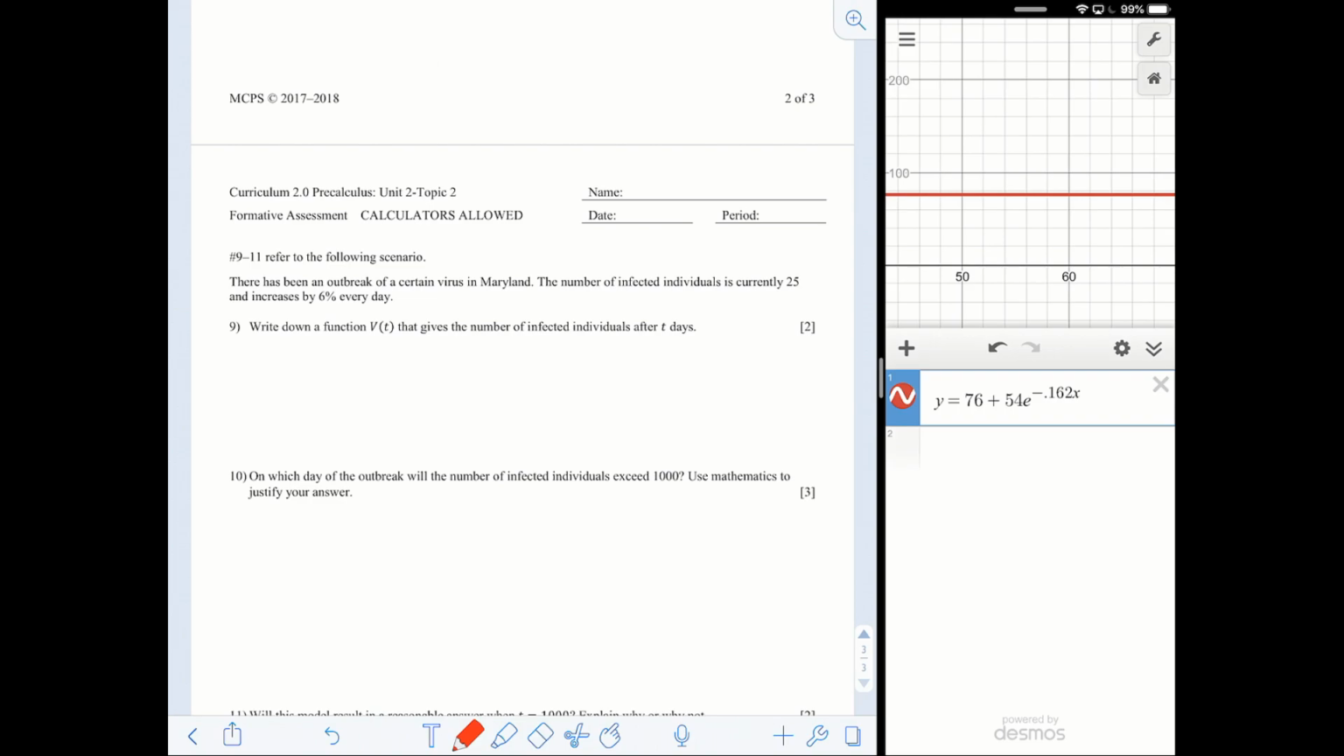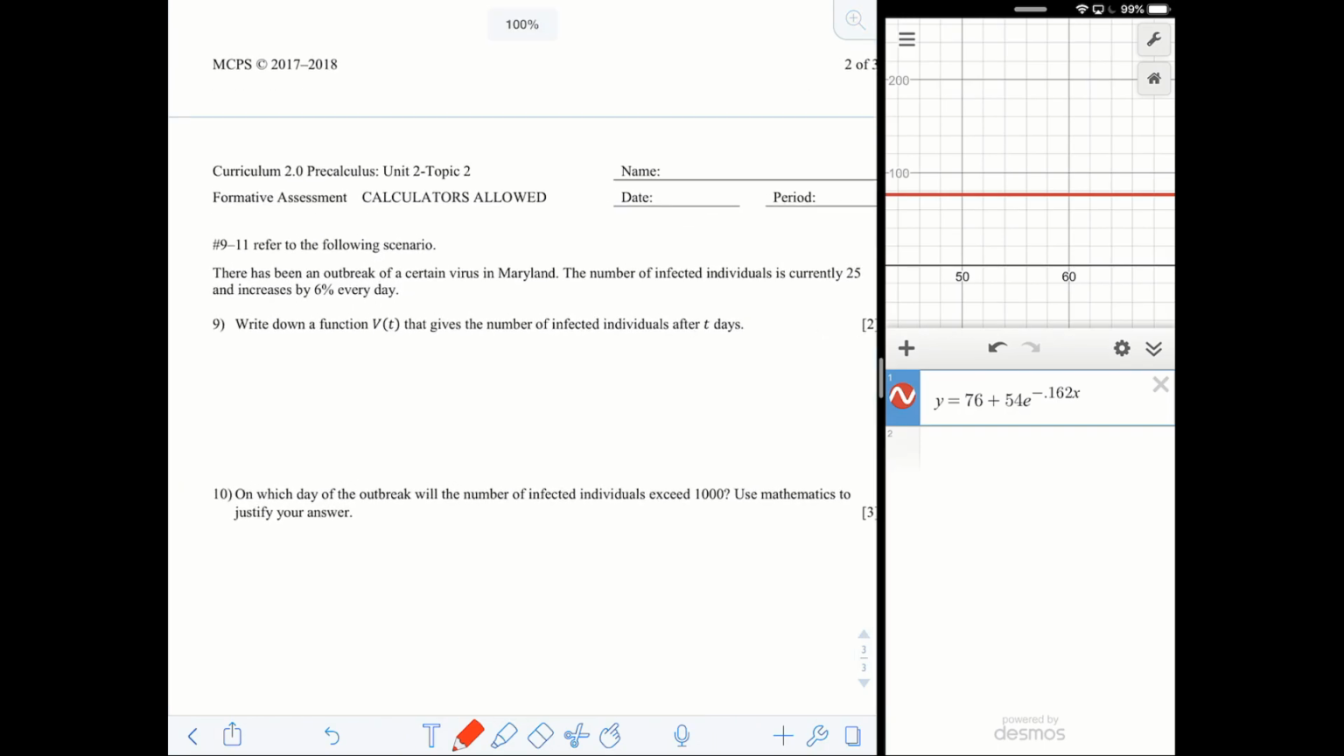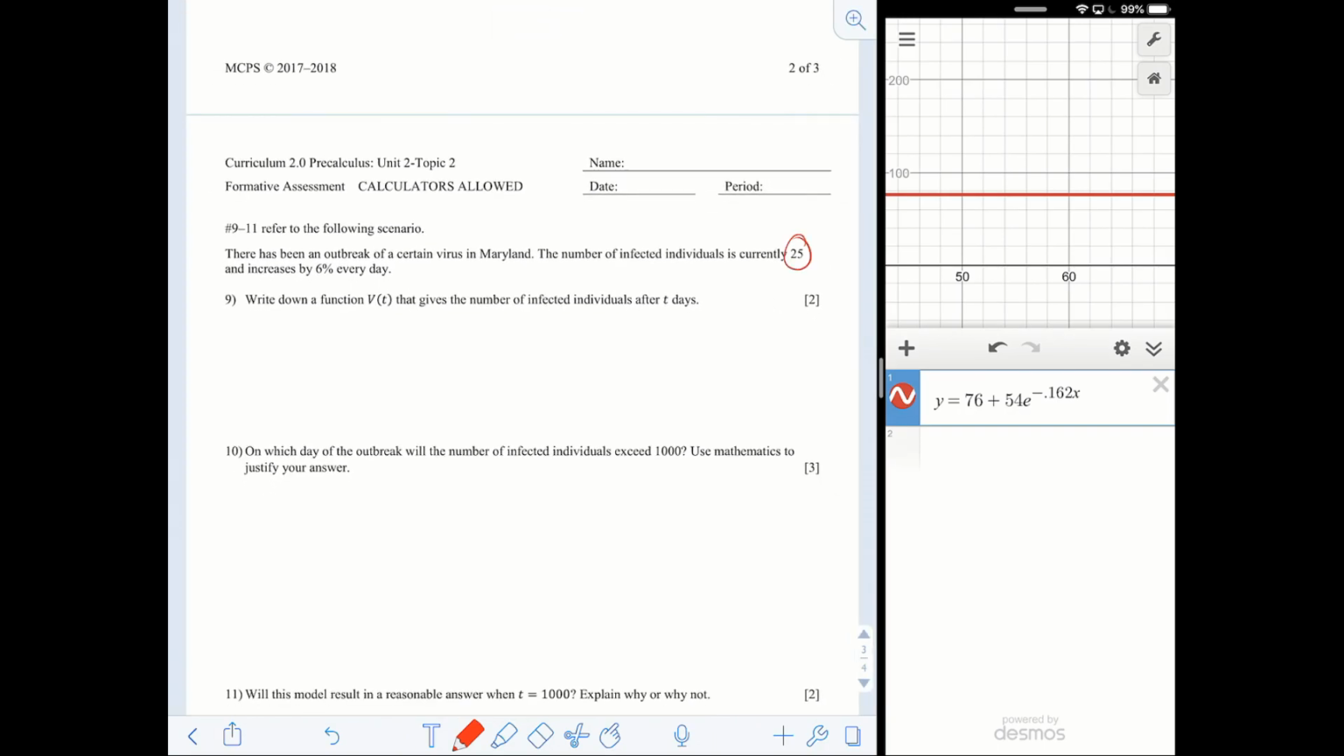So since it is a specific number of time, we're going to do the following. Let me actually go back a little bit. We're talking about 25 people that are infected, so we're going to start off with 25. That's our initial amount, and then that multiplies each day by 6%.